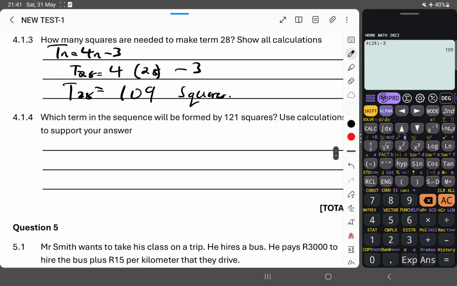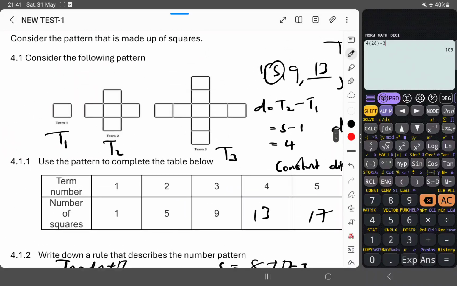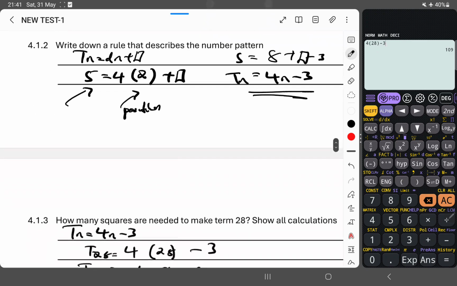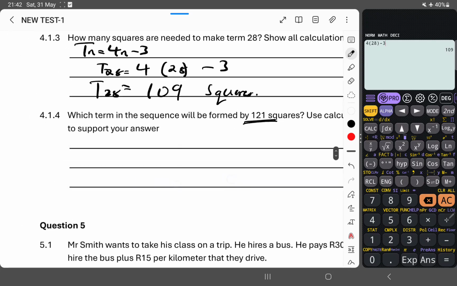Then let us look at this question. It says, which term in the sequence will be formed by 121 squares? I know that if it says which term in the sequence is going to be formed by 5 squares, at term number 2 I have 5 squares. So here I'm looking for the position that is going to be made up of 121 squares. I'm going to say Tn is equal to 4n minus 3. I'm looking for the value of n, which is the position, right?